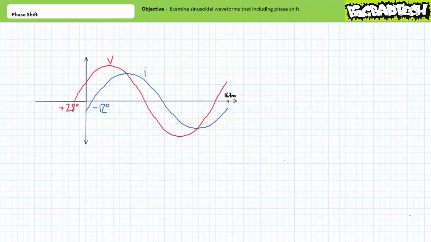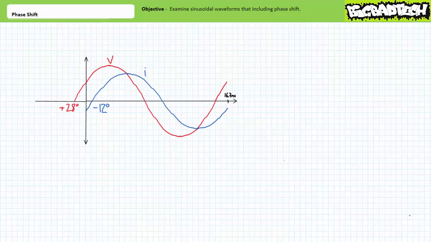Here's another illustrated example problem. This one again making use of two waveforms, both including phase shifts, but without all the gory details. Looks like the plot of V of t in red shows its phase shift at positive 28 degrees, and the plot of I of t in blue shows its phase shift at negative 12 degrees.